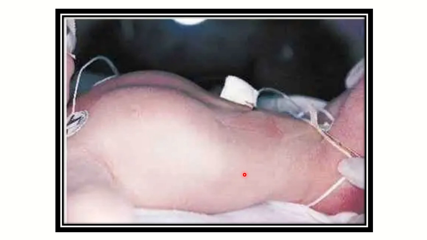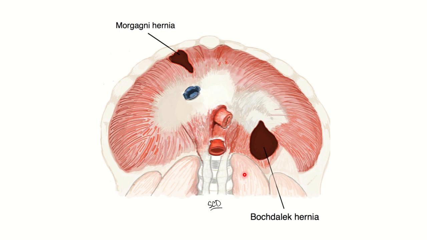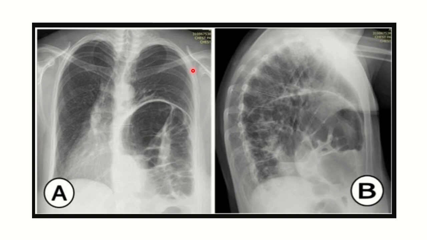So let's see some of the clinical features here. Here we can see this is the diaphragm, and there are two important hernias that may occur at the diaphragm. One is the Bochdalek hernia, which lies in the posterolateral part of the diaphragm. On the other hand, we can see the Morgagni hernia, which lies anterior to the diaphragm.